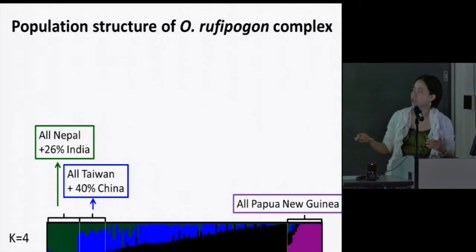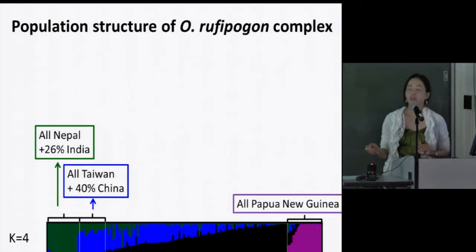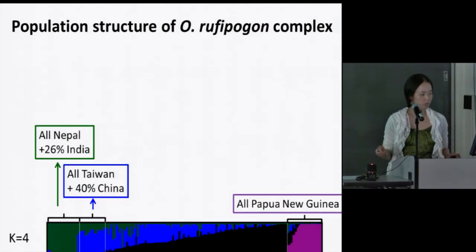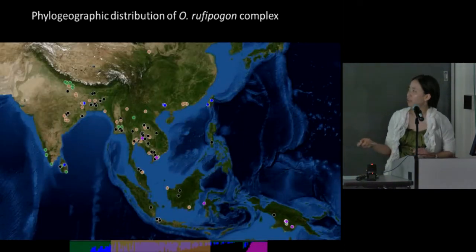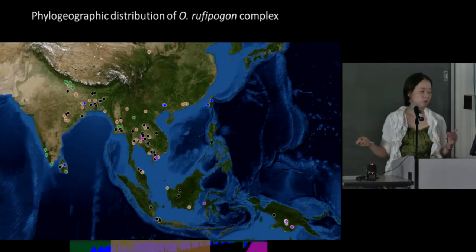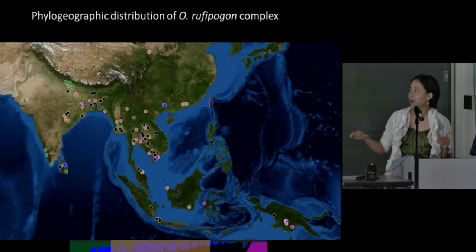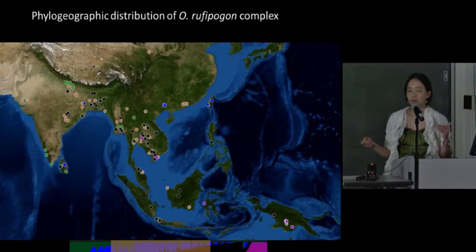And looking at this mostly blue but somewhat admixed group here, all four Taiwanese accessions are clustering in this blue subpopulation, plus 40% of the Chinese accessions. So if we look at that on a map where the colors of the dots represent the accessions color-coded according to our K equals 4 clusters, with the brown actually being admixed, so anything below 50% genetic identity with a particular cluster is considered admixed.